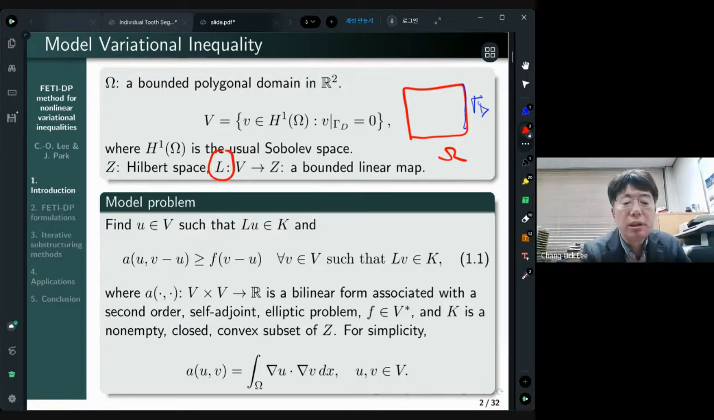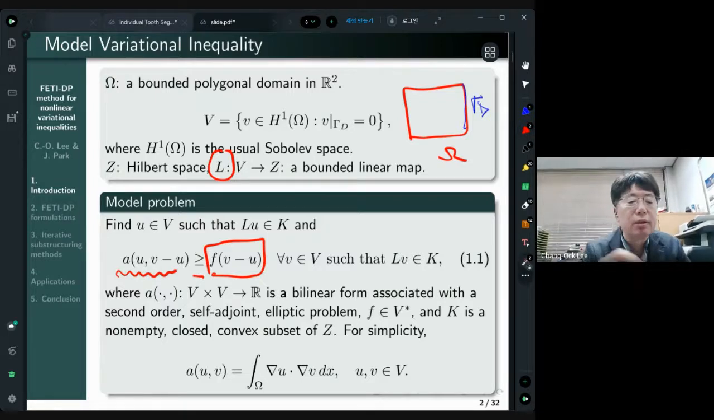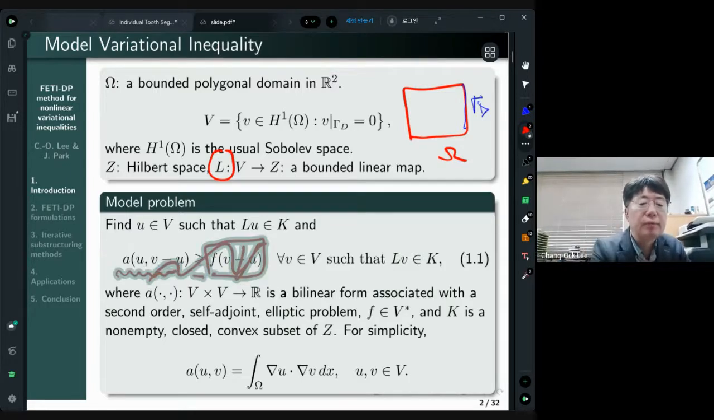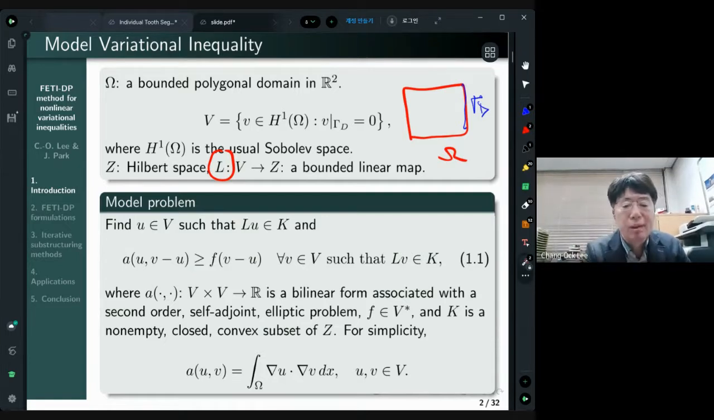The model problem is first we consider this bilinear form a(u, v minus u), which is greater than or equal to f(v minus u) for any v in that space V, but our restriction constraint has Lv in K. So also the solution u is in V, and that also satisfies Lu in K. So in the simple case, a is just a bilinear form like that. That means it comes from Poisson equations or Laplace equations.